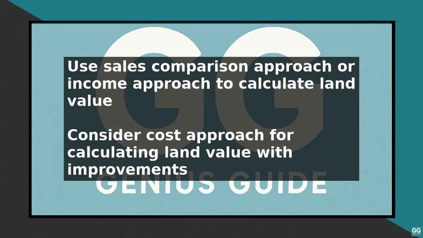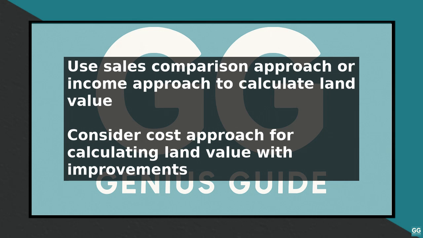and the cost approach. The sales comparison approach involves comparing the land to similar properties that have recently sold in the area. The income approach is used for income-generating properties, such as rental properties or farms, and involves calculating the potential income of the land. The cost approach involves calculating the cost of replacing or reproducing the land, including the cost of any improvements.